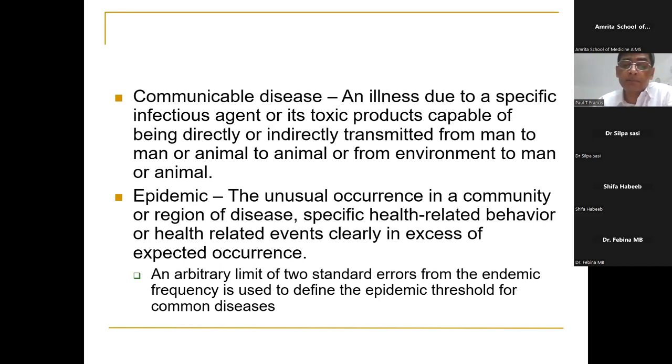Now, if you have a very good surveillance system and good numbers, then there is an arbitrary limit of 2 standard errors from the epidemic frequency that can be used as a threshold for calling it an epidemic for common disease. But again, there is no hard and fast rule. It depends on the disease. And it also depends on the condition.